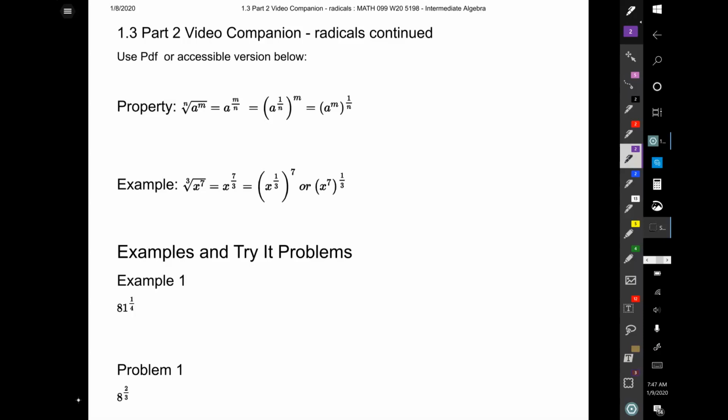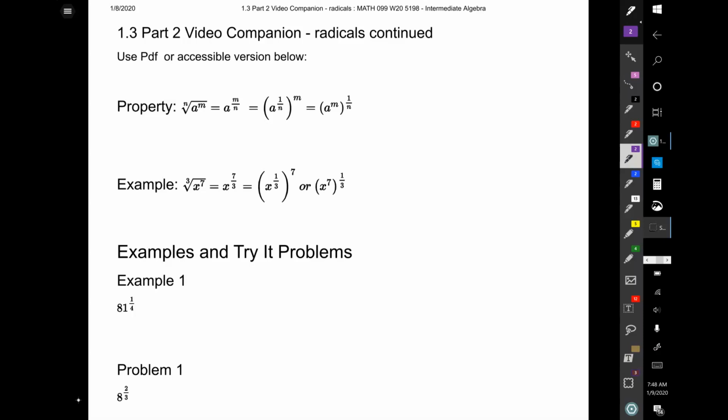This is 1.3 part 2. So for Math 99, this will be your last one for radicals. We'll get more into them later, but you'll be learning some concepts that will apply later on. For Math 140, you'll need to do part 3, which will be coming up shortly.